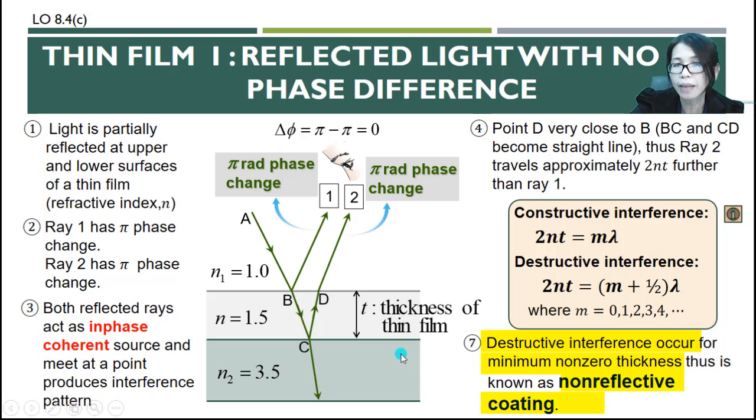That's why sometimes we also know this type of thin film as non-reflective coating. Why do we call it non-reflective coating? Because we find out that for that minimum non-zero thickness, they specify destructive interference.